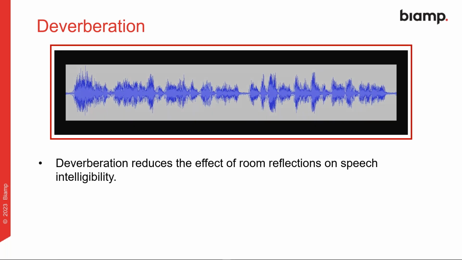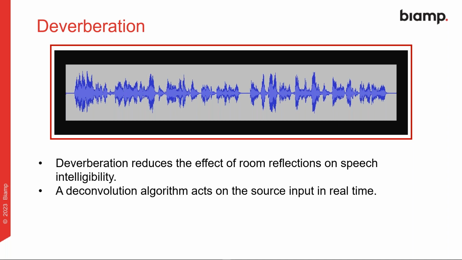Now, deverberation reduces the effect of room reflections on speech intelligibility. Now, the problem with reverb in something like a conference room or a training room, the kind of systems that we would tend to deploy, is the reflections of the local voice around the room merge and smear speech components. So phrases, consonants and vowel sounds will begin to smear and the intelligibility goes down.